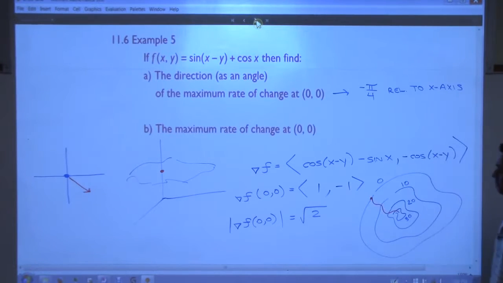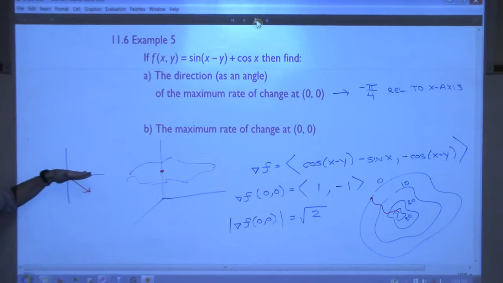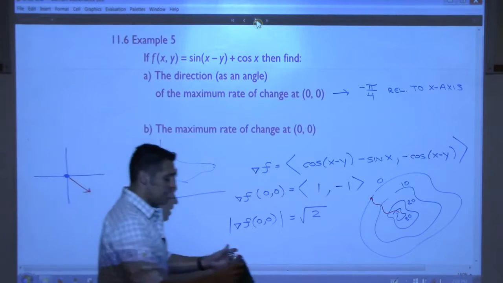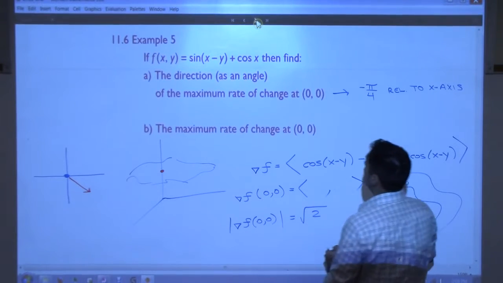Yes? Can you explain one more time how we got that root 2? I'm just looking at this angle right here, relative to the x-axis. This is 1, negative 1. This is that vector. Yeah, just using the fact that it's a triangle 1, 1. So let's just say, just for the sake of demonstration, that we would have got something like this.